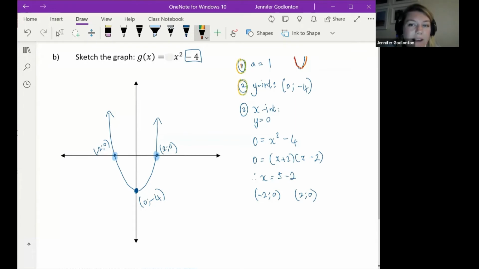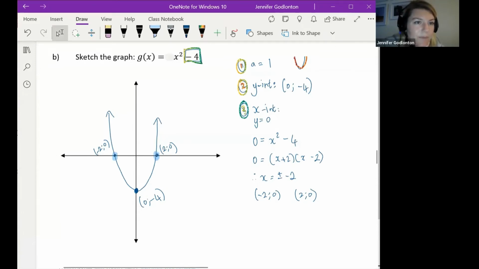First, find your A value. Look if it's positive or negative. Second, get your y-intercept, which is this guy over here. Third step, get your x-intercepts. Okay. All right, Mokokobale, how can I help?